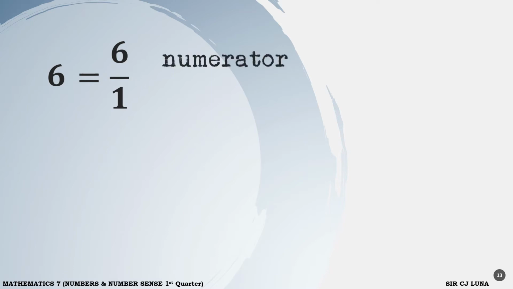Let us have more illustrative examples. We have number 6. This is a whole number. If we have a whole number, it is understood that we have a denominator of 1. So we can write this into 6 over 1. 6 is our numerator and it is an integer. 1 is the denominator, not equal to 0. Therefore, number 6 is a rational number. All whole numbers are rational numbers.